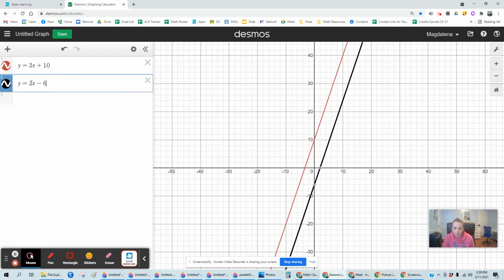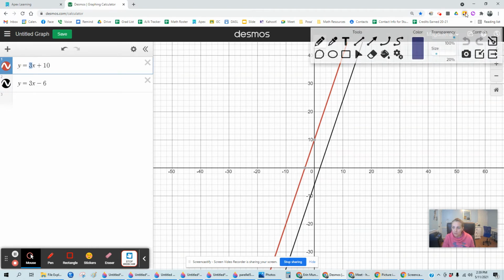What we need to remember is that parallel lines have the same slopes. So I can see this number 3 here and this number 3. That's actually the angle that these 2 lines are making with the x-axis, and that angle is always the same.